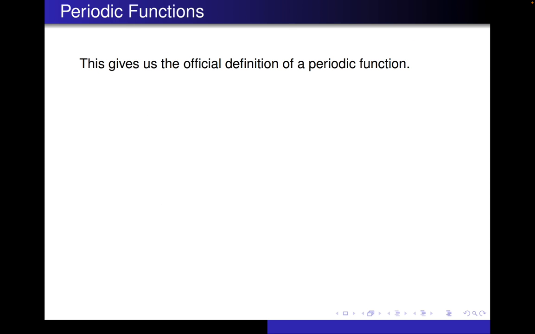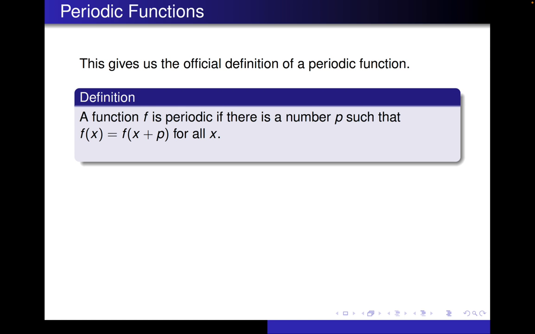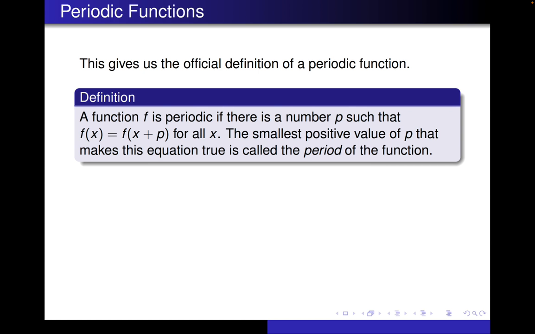So this is what gives us the official definition of what a periodic function is, or at least the algebraic definition. A function f is periodic if there is some number p such that f of x equals f of x plus p for all x. So in this case, the smallest positive value of p that we can possibly have is called the period of that function.